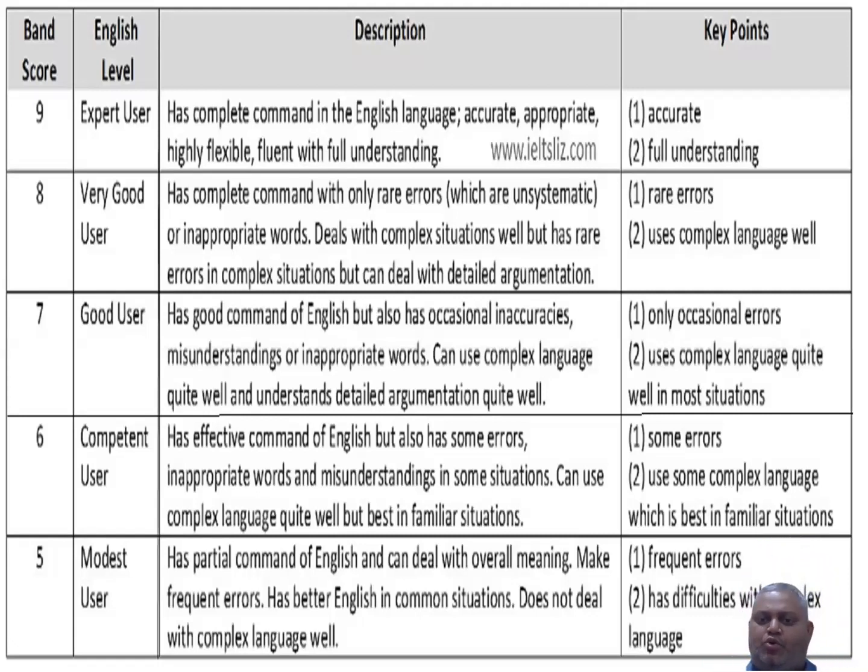So just let me go slightly back. You can see the expert user, very good user, competent user, modest user. So the band score will depict these kinds of descriptions as per the Cambridge Council. You can save this screen, you can write it down, pausing the video. I think it will be better.